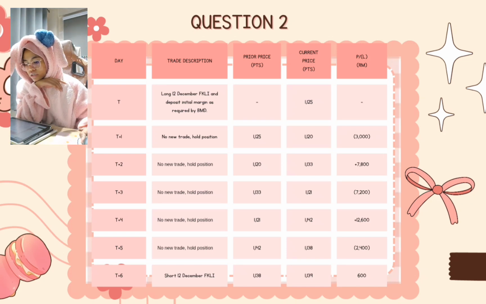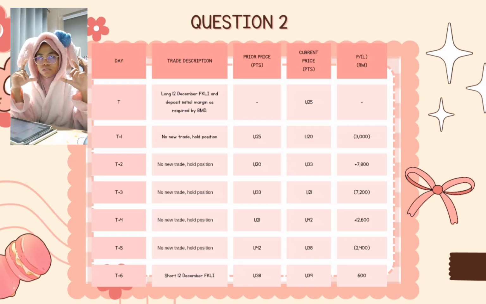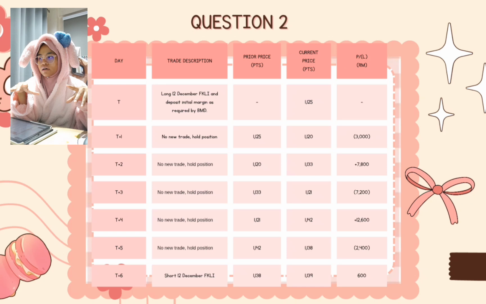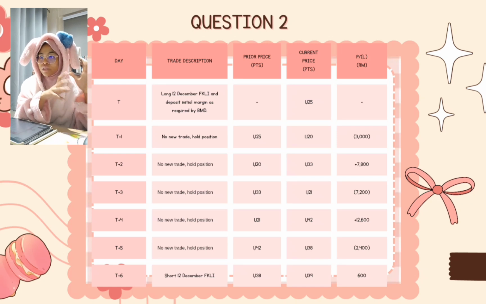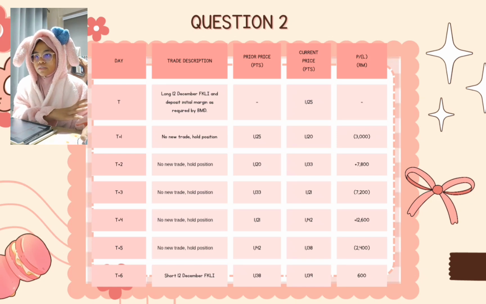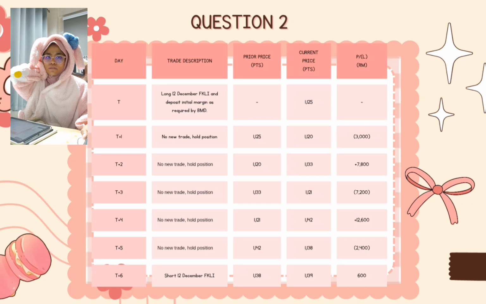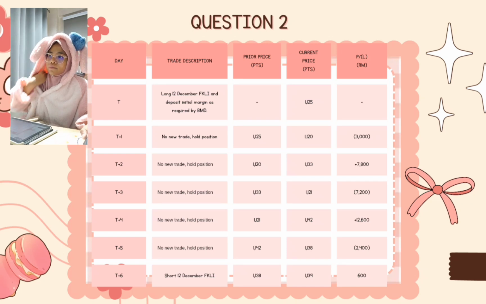So usually in the table you will have other columns such as margin account balance, margin call, and margin account balance adjusted with margin call. But since they only want the profit and loss, we just have these columns.